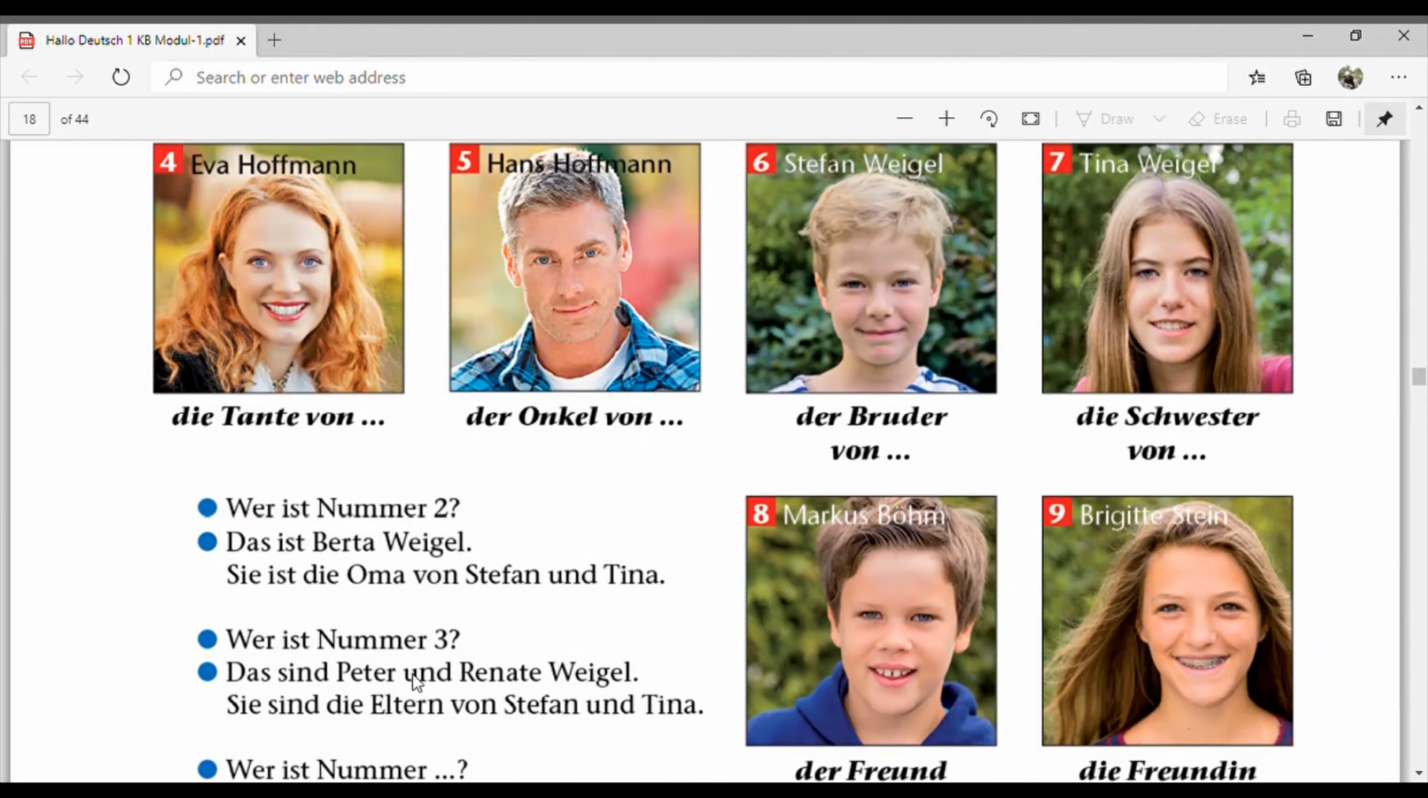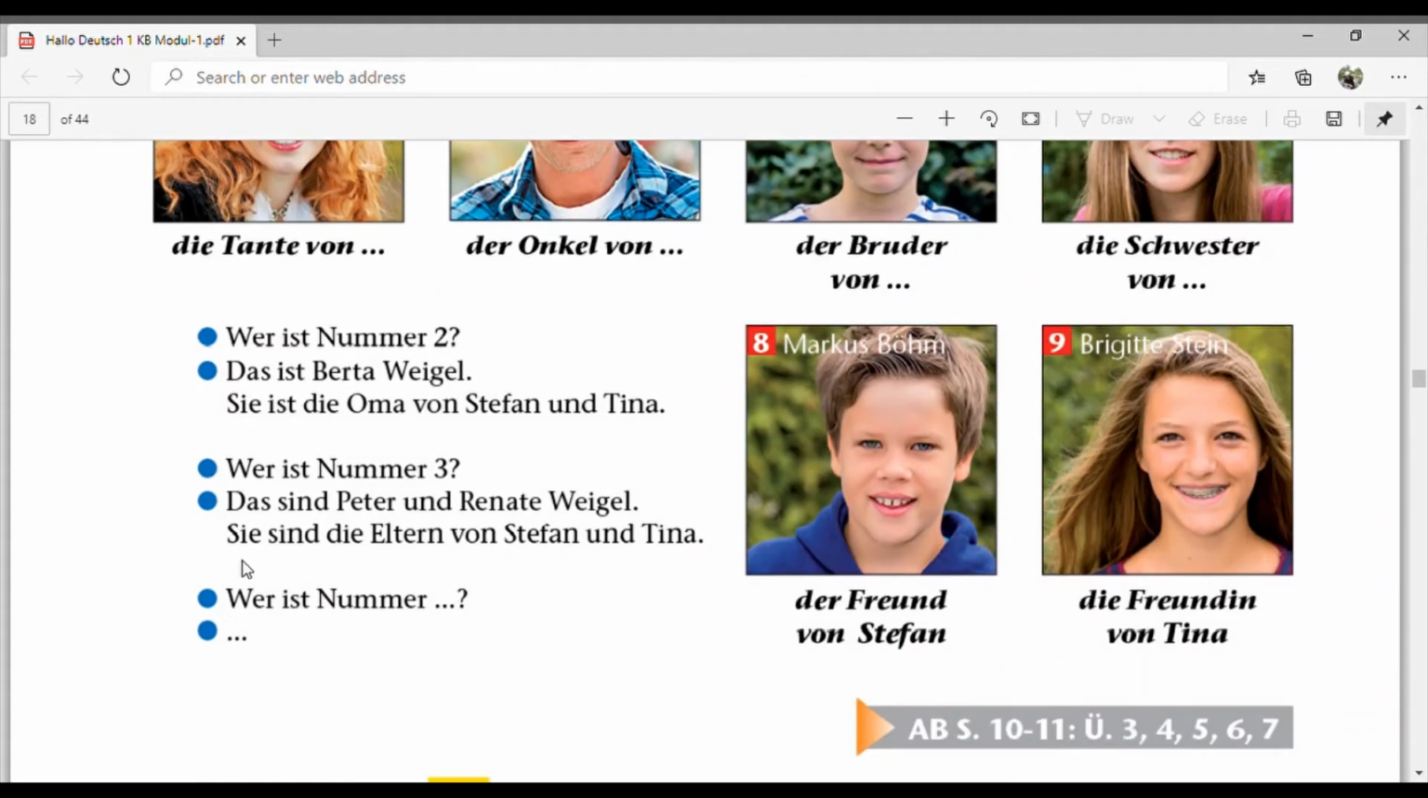Okay, then wo ist Nummer 3? Then das sind, because plural. Yeah, so Eltern, das sind, 2 people are there. So das sind Peter und Renate Weigel. Sie sind, again plural. So sie sind, they are. Sie sind die Eltern von Stefan und Tina.